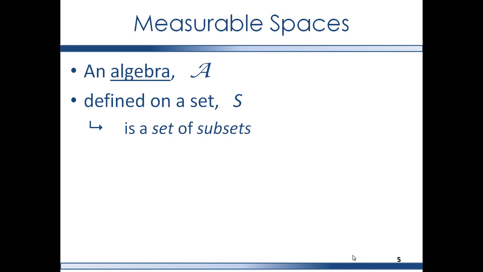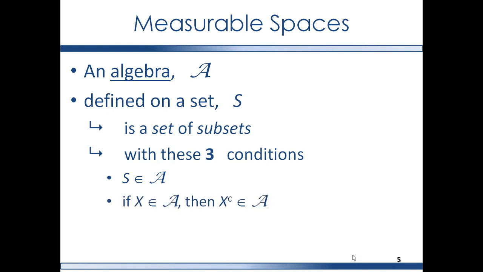There are just three requirements in generating the algebra A. The first requirement is that the original set, S, is an element in the newly created set. Second, the complement of any element in the algebra A will also be in A. And third, for any two elements found in the algebra A, their union will also be found in A. So if you're having difficulty interpreting these notations and concepts, then just go and review the set theory video and it'll catch you up on all of these notations.